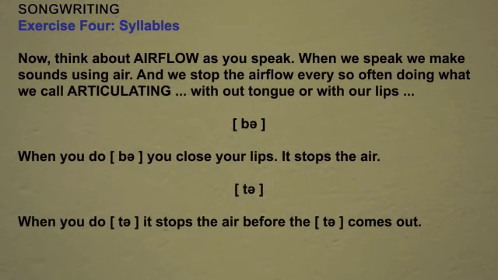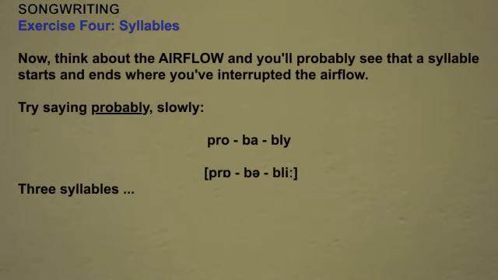Now think about airflow as you speak. When we speak, we make sounds using air. And we stop the airflow every so often, doing what we call articulating with our tongue or with our lips. B. When we do B, you close your lips. It stops the air. When you do T, it stops the air before the T comes out. Now think about the airflow and you'll probably see that the syllable starts and ends where you've interrupted the airflow.